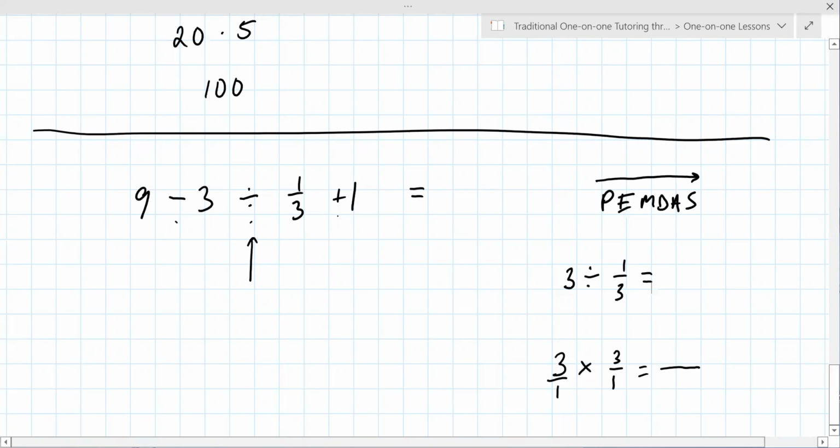Well, I know what that is. It's 9 divided by 1. It's 9. Yeah, so the answer is 9. So this 3 divided by 1/3 is 9. 9 minus 9 plus 1.